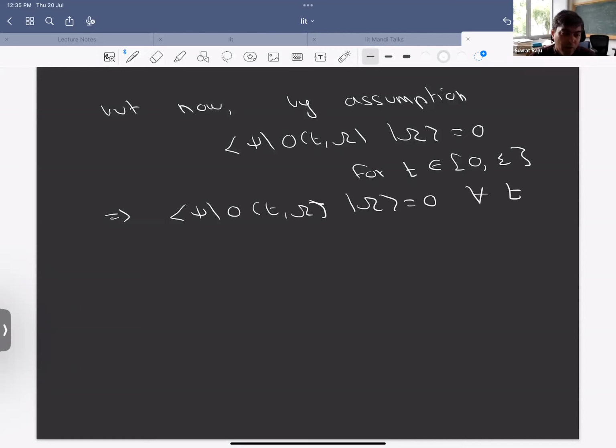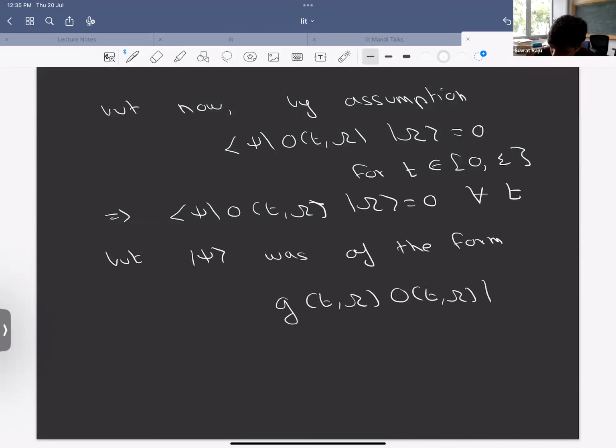But now, we are in trouble because we assumed psi was of the form O of G acting on the vacuum, for some smearing function G, right? So it cannot be the case that it's orthogonal to O of t omega acting on the vacuum for all times. Okay? And therefore, we've reached a contradiction with the fact that psi itself was produced by the action of a single field acting on the vacuum. And it was orthogonal to the action of the single field acting on the vacuum in this time band.